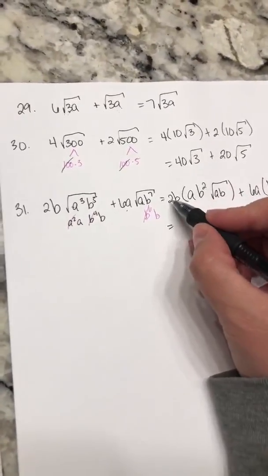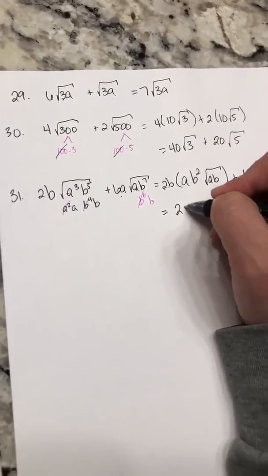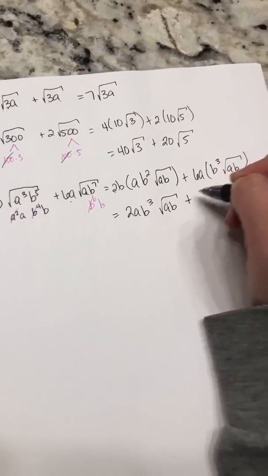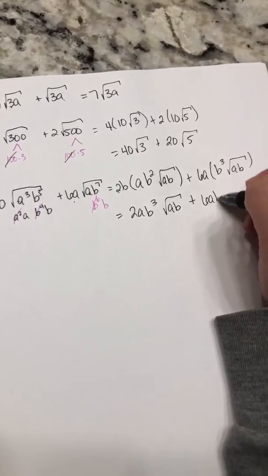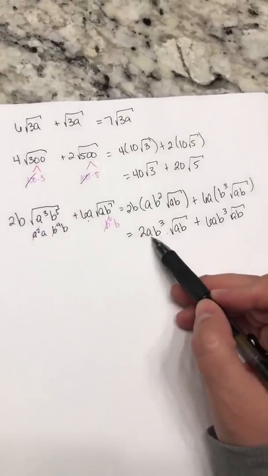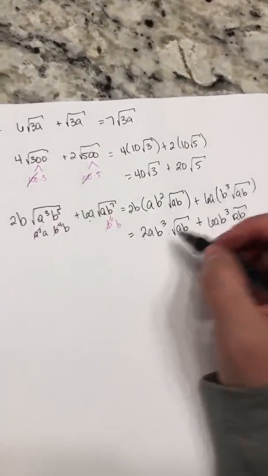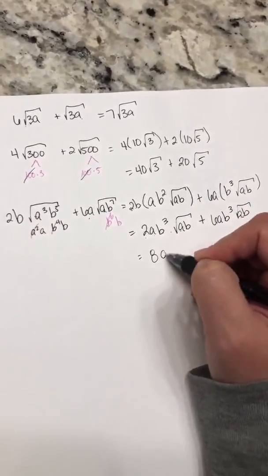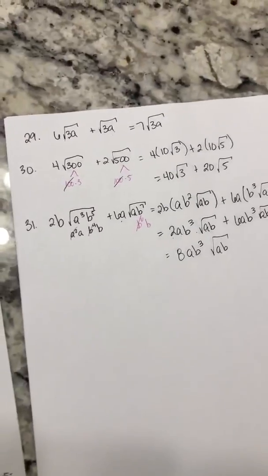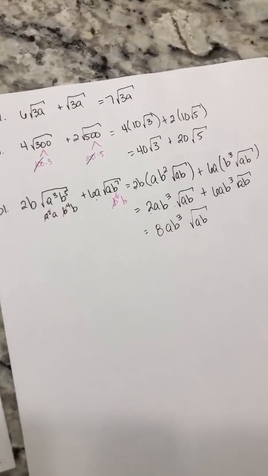So if I simplify this, I've got 2ab times b squared is b cubed. So I've got 2ab cubed, and then the square root of ab. Plus, I've got 6ab cubed, the square root of ab. So now they do match. I've got ab cubed square root of ab, ab cubed square root of ab. So 2 plus 6 is 8. So it looked like to start with you weren't going to be able to simplify that, but if you simplify the radicals, then you actually can combine them.